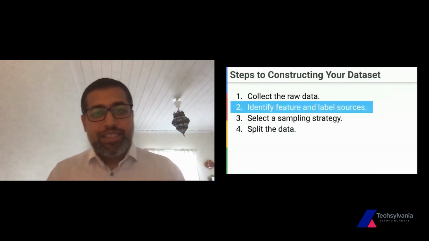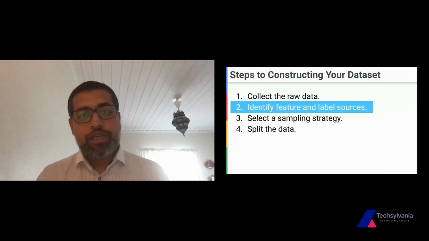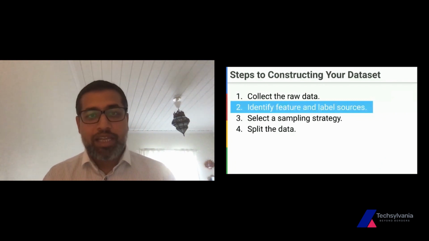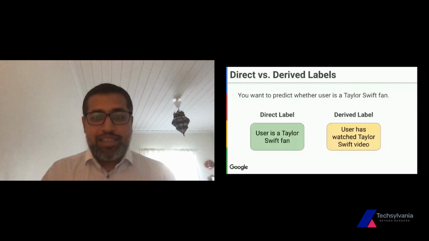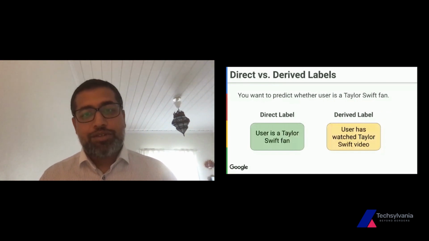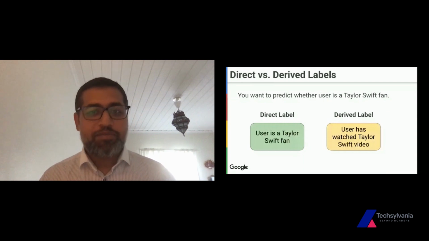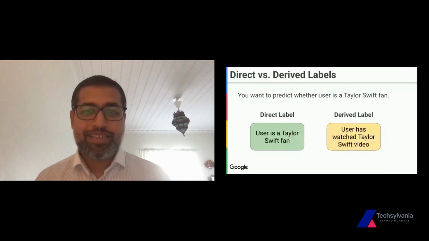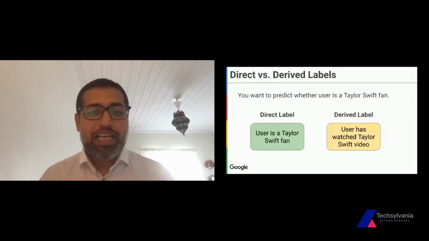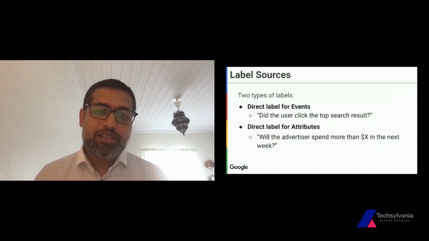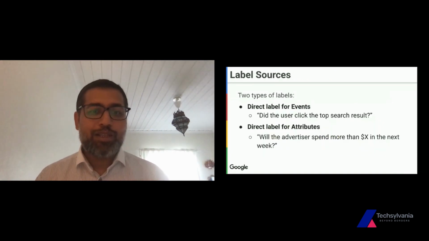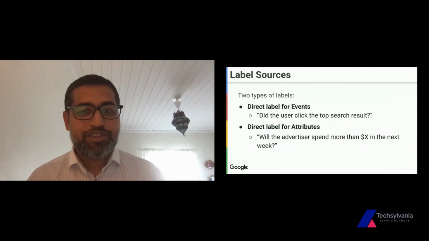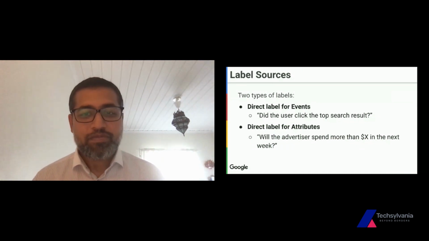Right. Once that part is done, then we have to carefully label our data. So for example, as I mentioned, in some cases we'll have direct labels. In some cases we would have to derive labels. So user watched a video from Taylor Swift. He's a fan. This is a derived label. Same applies for events and attributes as well. So think about events, start labeling those events. If you think about attributes, start labeling those attributes.